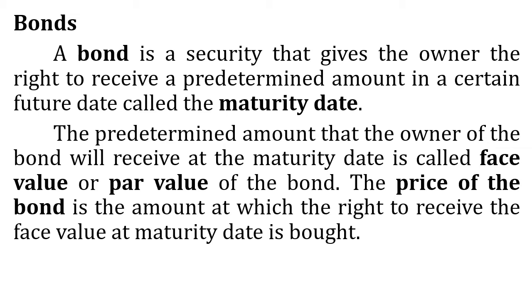A bond is a security that gives the owner the right to receive a predetermined amount in a certain future date called the maturity date. The predetermined amount that the owner of the bond will receive at the maturity date is called the face value or par value of the bond. The price of the bond is the amount at which the right to receive the face value at maturity date is bought.